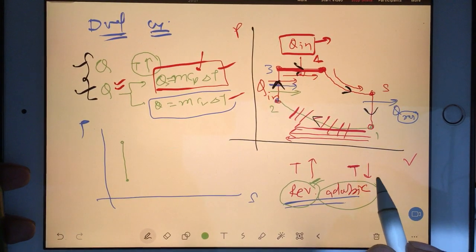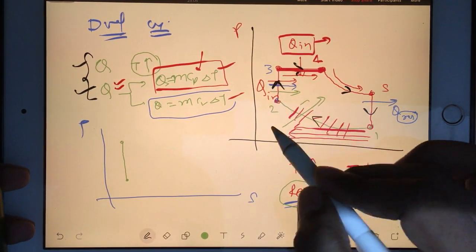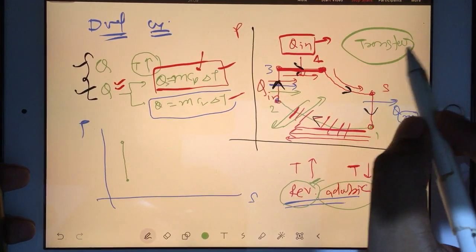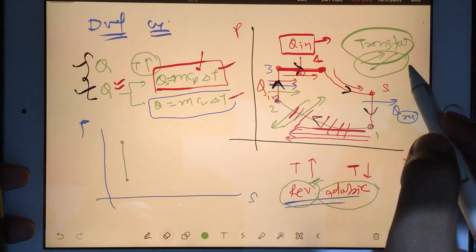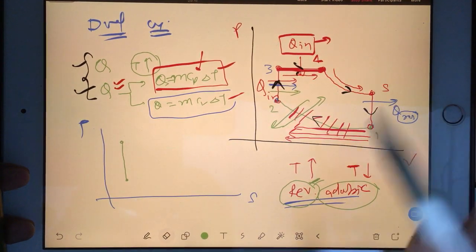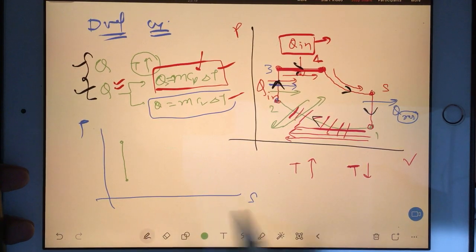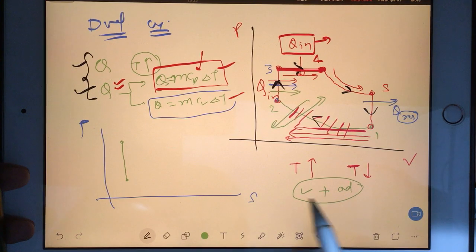Adiabatic means there is no heat transfer, meaning there is no heat input and no heat output. Again I am saying, focus on the word transfer. Transfer means either input or output, both together you can say transfer. If you want to be specific, then you say heat input. Any system that is both reversible and adiabatic gets a new name. Can you recall the name?